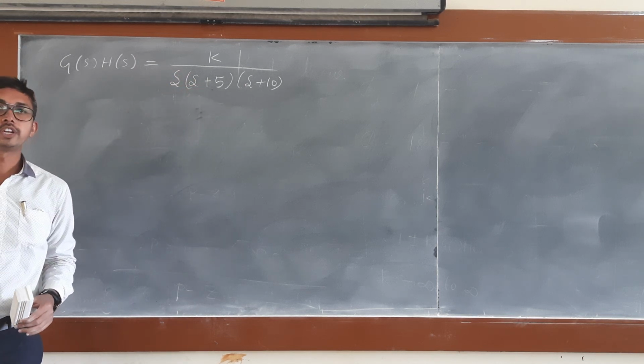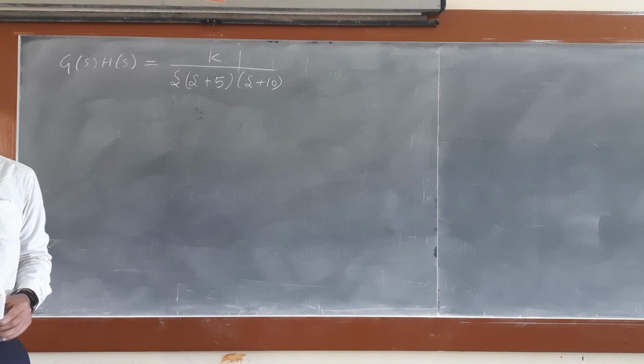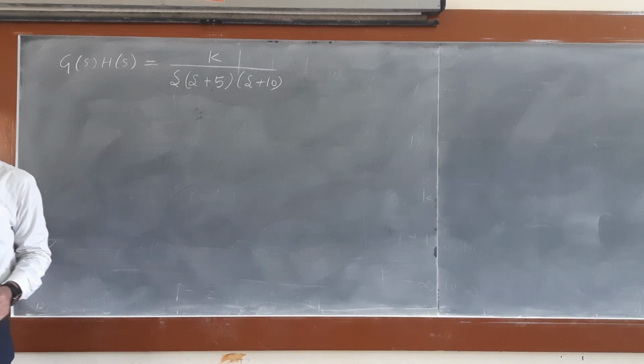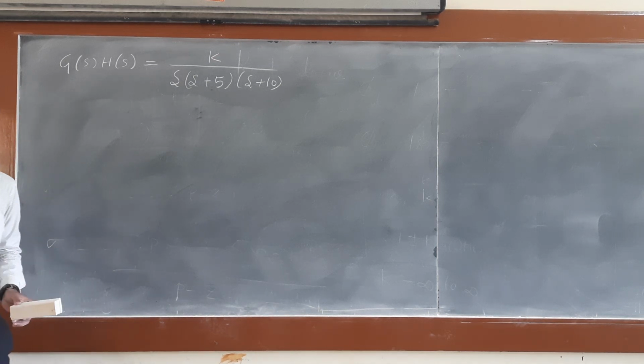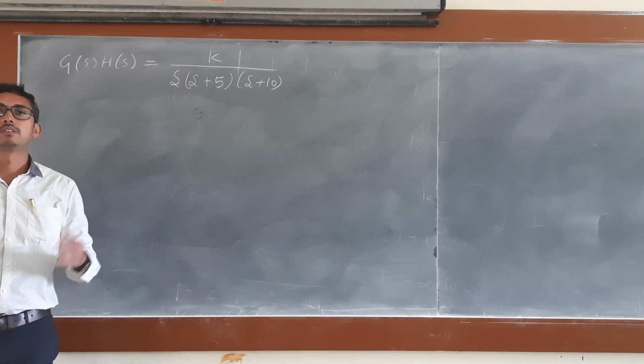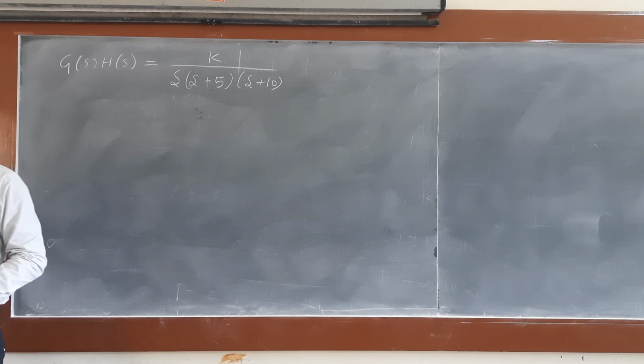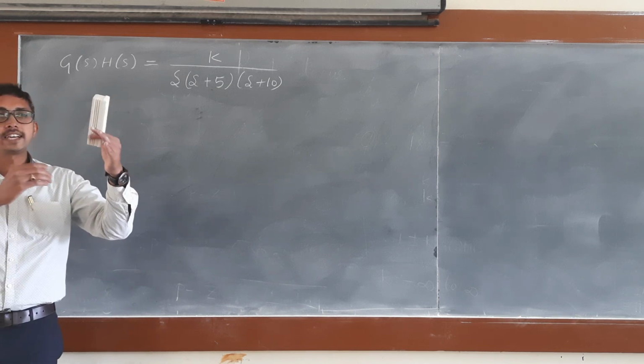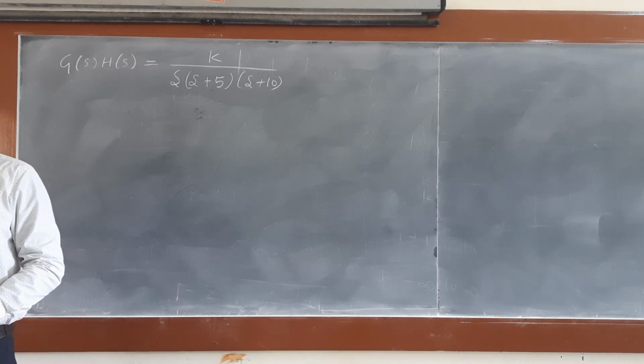So what we have to do? We need to draw the root locus. Approximate root locus we need to draw. And we need to comment on the stability, whether the system is stable or not. So we have 9 steps to draw the root locus, right?